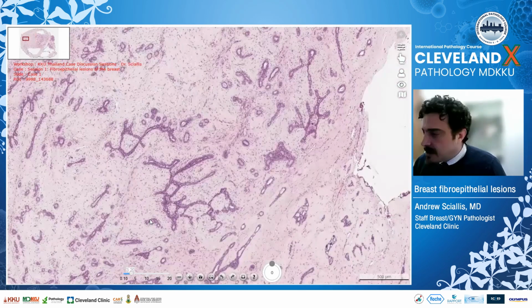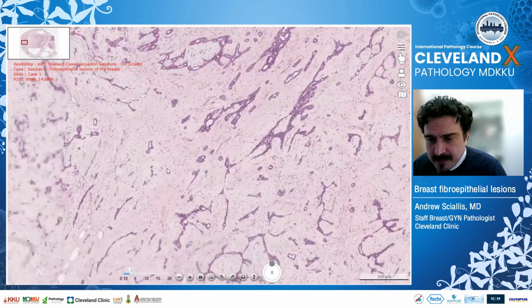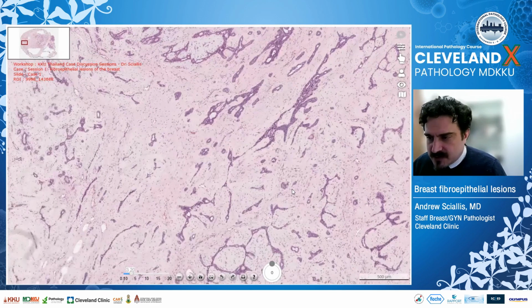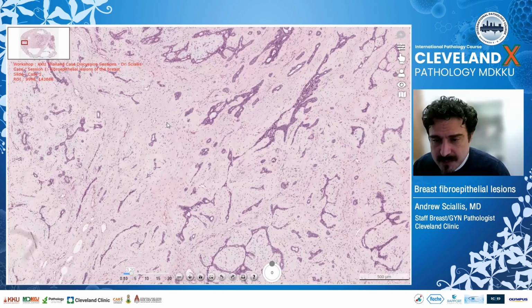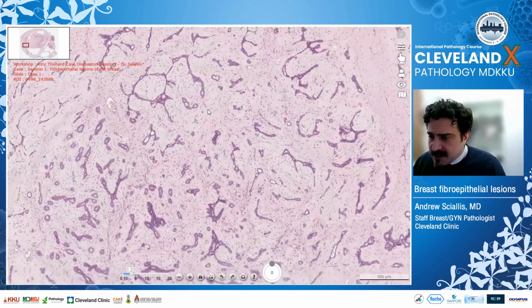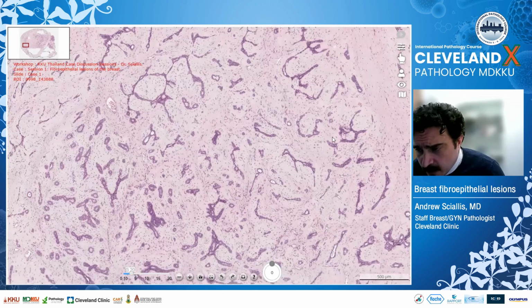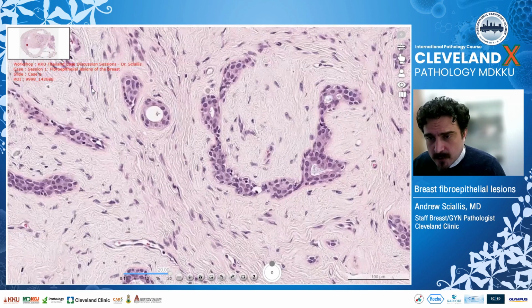Let's take a look now at the stromal cellularity. It seems to be pretty evenly distributed throughout the lesion. There's no areas in which the epithelial components are pushed apart by areas that look like stromal expansion. It seems to be pretty normocellular, meaning that the stroma looks pretty similar to a normal-looking fibroadenoma.